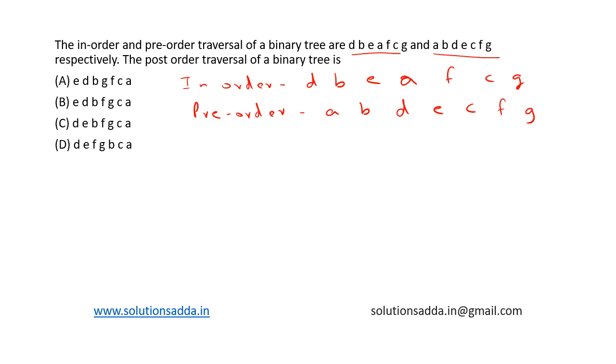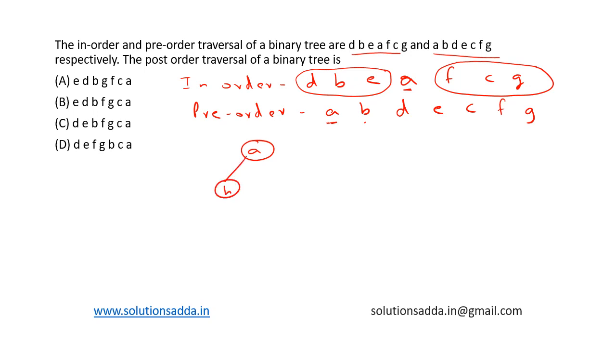So based on this, let's draw the binary tree first. Since pre-order is given, the first element is A, so A would be the root. By seeing the in-order, elements to the left of A will be left of the tree, and to the right it will be right of the tree. Now let's see the next element B. This would be to the left.